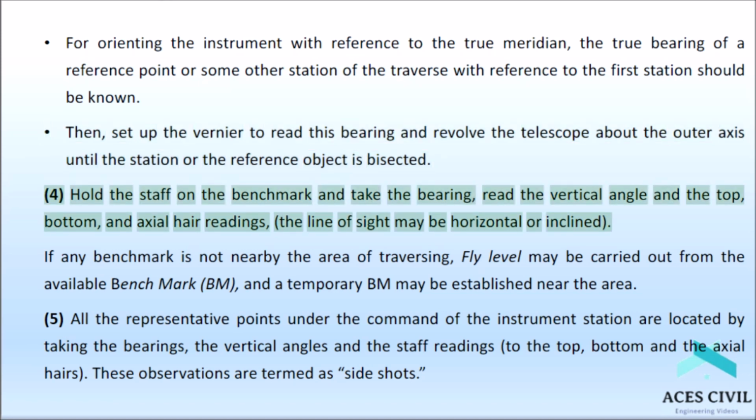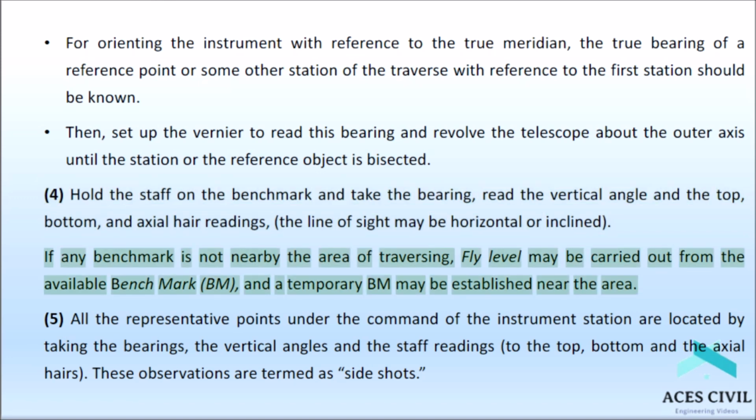4. Hold the staff on the benchmark and take the bearing. Read the vertical angle and the top, bottom, and axial hair readings. The line of sight may be horizontal or inclined. If any benchmark is not nearby the area of traversing, fly levelling may be carried out from the available benchmark, BM, and a temporary BM may be established near the area.